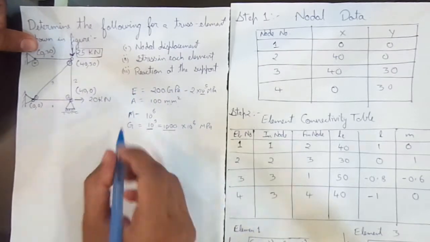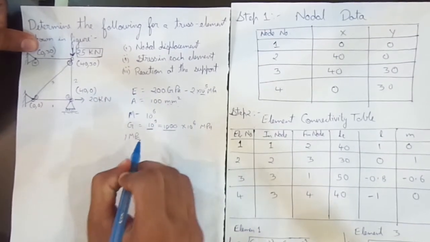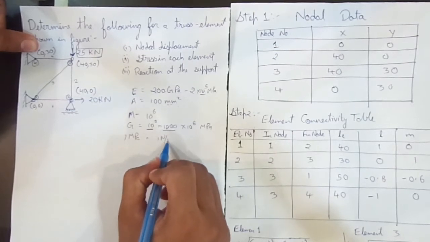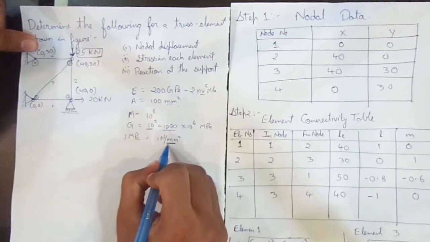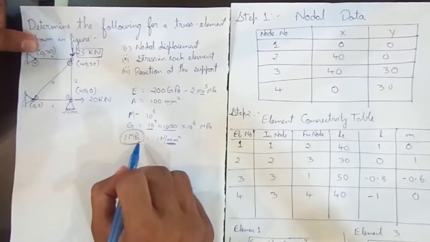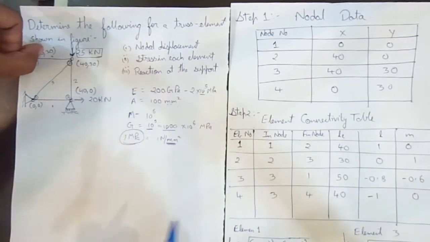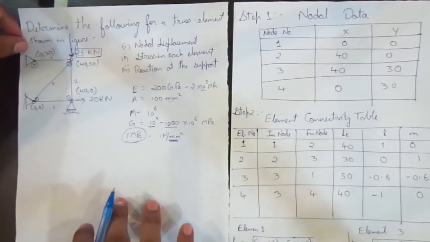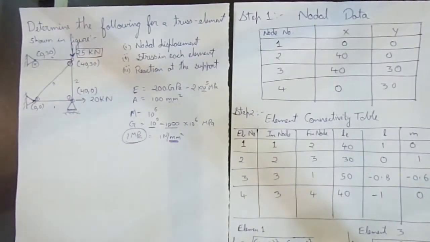And one important thing is 1 megapascal is equal to 1 Newton per mm square. Now this unit, it is in mm. That's why I told you keep it in megapascal. If it is in megapascal, you won't make any mistakes, right? So far it is clear, I guess.